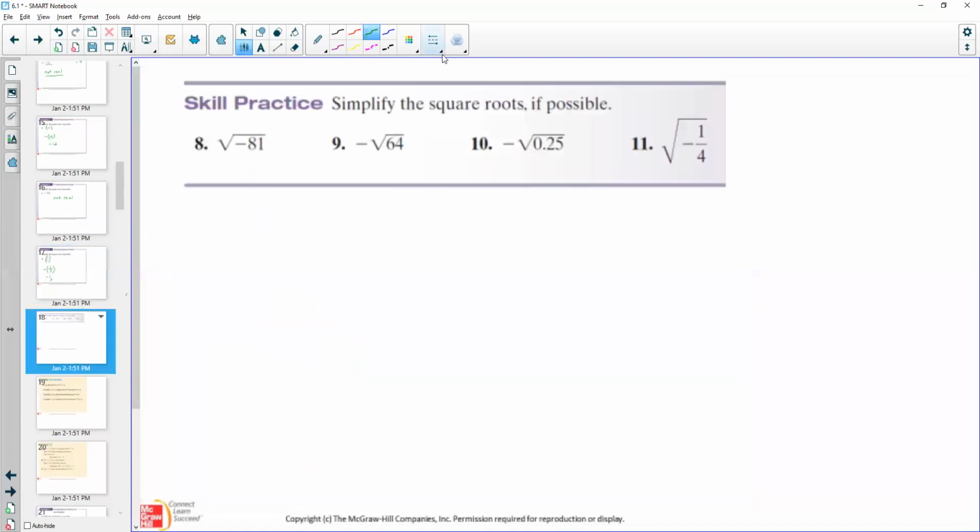Let's try these real quick. Square root of negative 81, it's definitely not real. The negative square root of 64 should be negative 8. The negative square root of 0.25 should be negative 0.5. And the square root of negative 1/4 is again not real. Pay attention to where the negative sign is in each of these. It matters. Okay? All right.